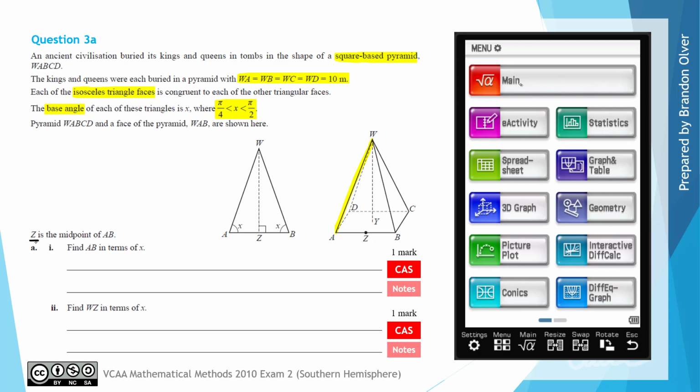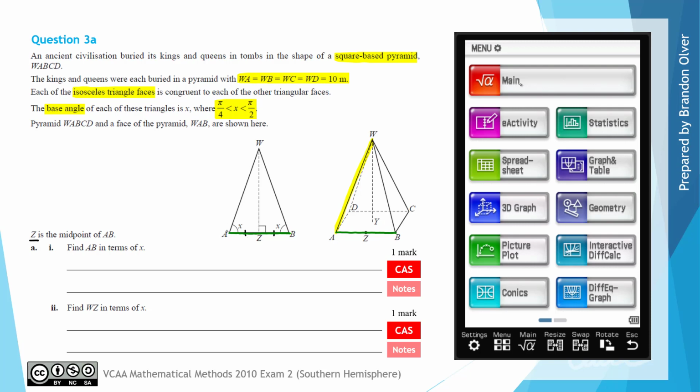Next up, we're told that z is the midpoint of AB, so that means that this length and this length must be equal when we move through this question. And part A(i) asks us to find the length AB in terms of x. So the length AB is just along here, and in the second diagram, AB is this length. And we can see that it has something to do with a right-angled triangle in that left diagram.